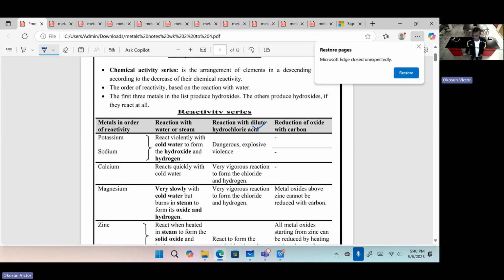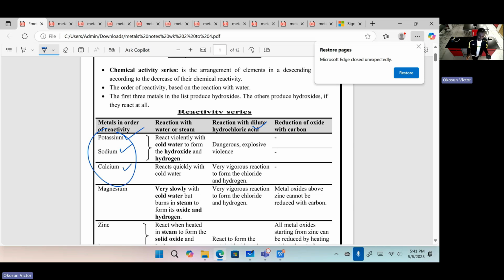Now, reaction with water. Metals do not react with water the same way. The most reactive metals are the first three. They react with cold water very violently. Potassium is even explosive and dangerous. Potassium and sodium are dangerous; when they react with water, they explode. So that experiment is not advisable to be carried out.